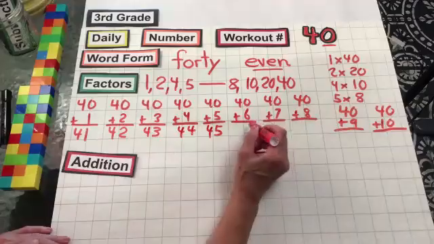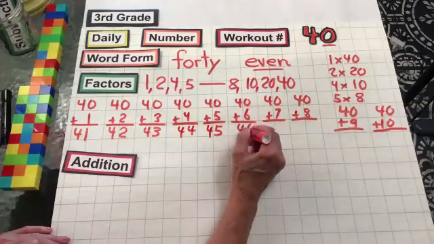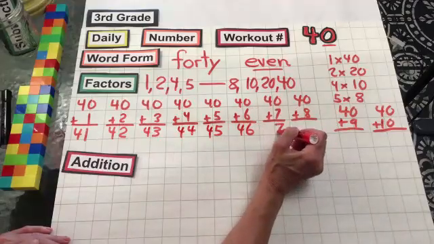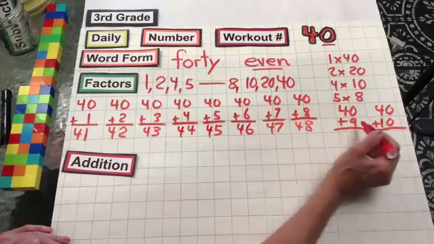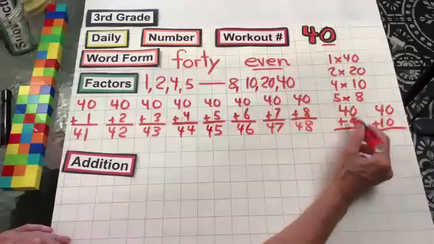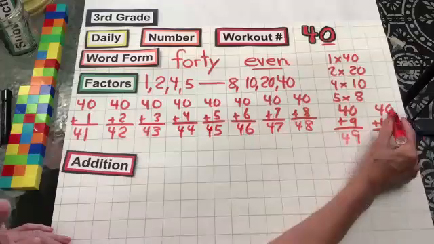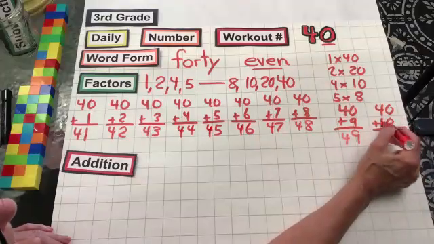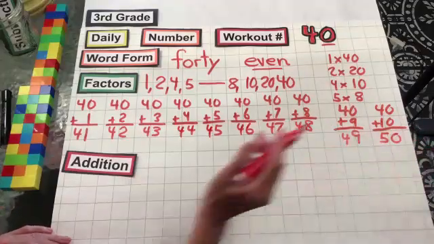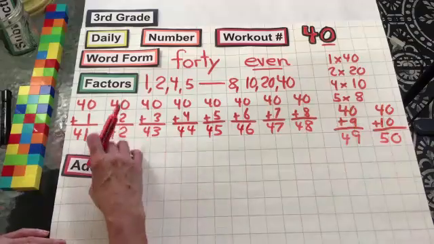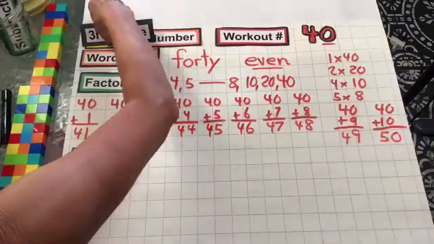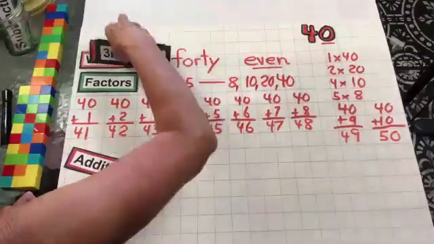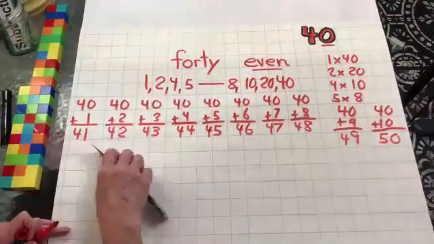0 plus 6 is 6. 4 plus nothing is 4. 0 plus 7 is 7. 4 plus nothing is 4. 0 plus 8 is 8. 4 plus nothing is 4. 0 plus 9 is 9. 4 plus nothing is 4. 0 plus 0 is 0. 4 plus 1 is 5. And you can check your work by counting. And if it counts in order, you've got it right.